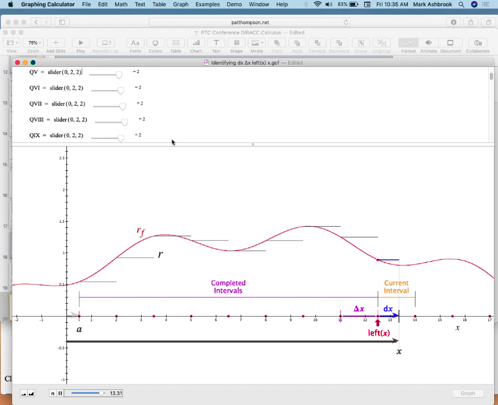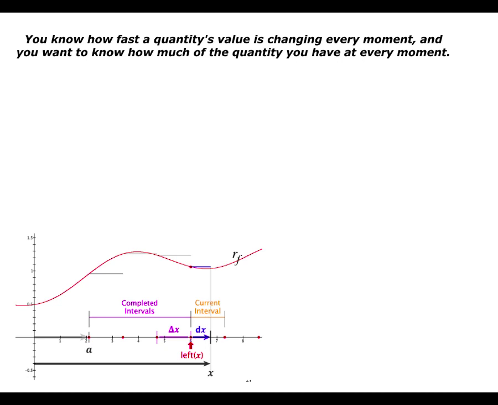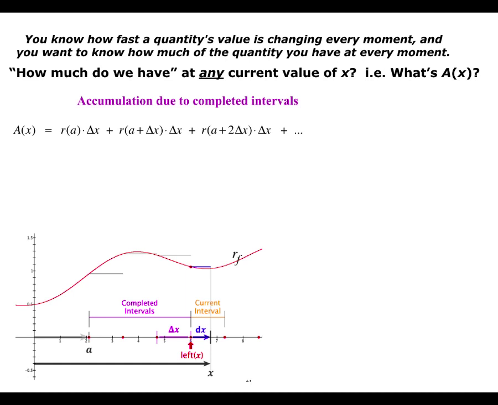And before we get to this kind of complicated and scary one-line accumulation function, I have one slide to show that. This takes 2 days of class to go through. I'm going to show it to you in about a minute. So how much do we have at any current value of x? Well, it's the accumulation due to completed intervals: M dx plus M dx plus M dx plus M dx. Those are the completed intervals.